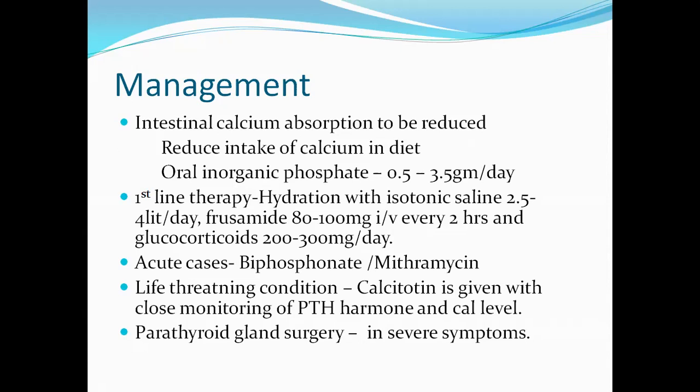In life-threatening conditions, calcitonin is given in a dose of 100 units per day with close monitoring of parathormone and serum calcium level. If patients have symptoms or their calcium level is very high, then they may need surgery to remove the parathyroid gland.